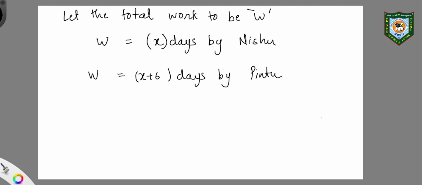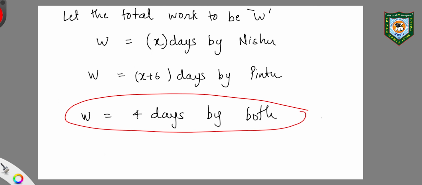The question says that if they work together they'll finish the work in 4 days. So if they work together, that means every day Nishu is going to do some work and Pintu is going to do some work. So let's take this into account. If they work together, the W work is going to get completed in 4 days by both of them. Now we need to focus on this particular concept, and this is how our quadratic equation is going to form.